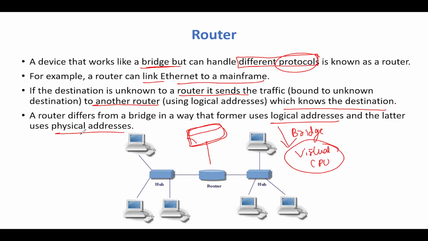What is a physical address? A physical address represents the location in the computer where the data is stored. That is nothing but the physical address. Remember, a bridge works on the basis of a physical address, whereas a router works on the basis of a logical address. That is the main difference between these two.